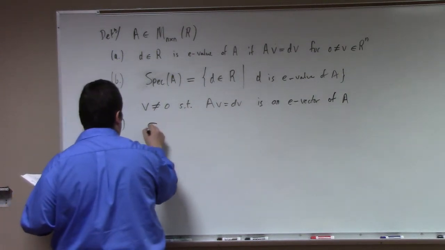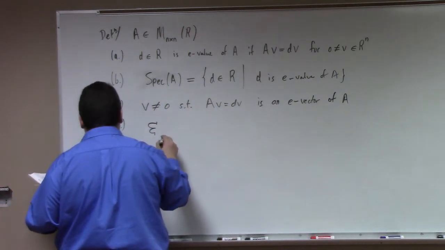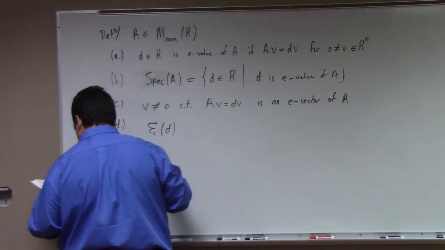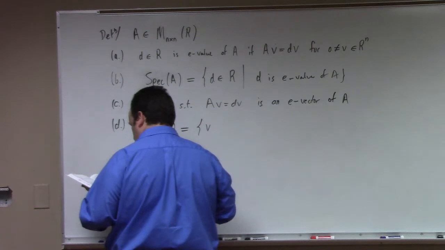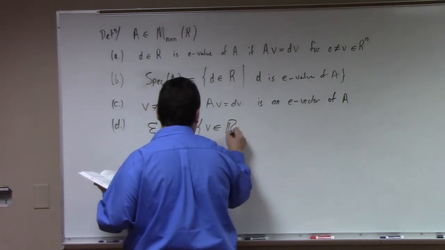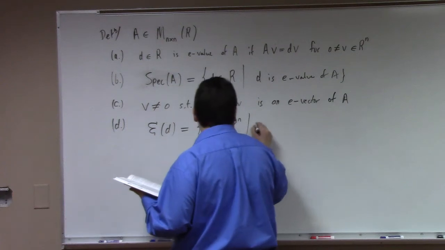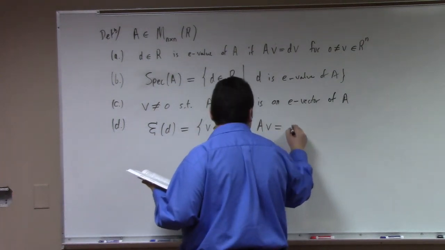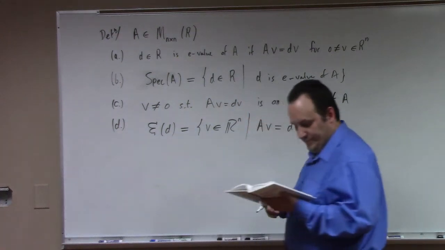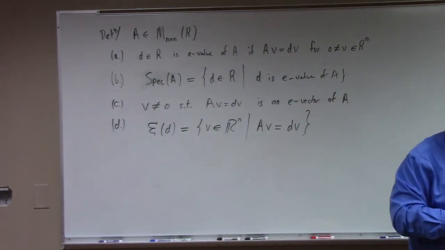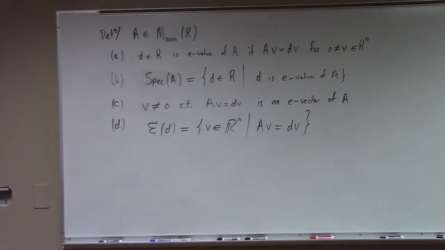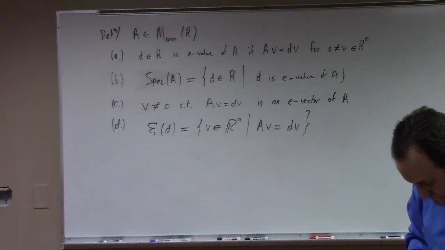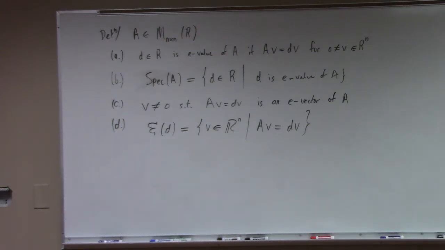And then the eigenspace, which I'll use this symbol for, the eigenspace of d, what's that? That is equal to all v in R^n such that Av is equal to dv. So that's the eigenspace associated to d. Sometimes eigenvalues are called characteristic values. Sometimes eigenvectors are called characteristic vectors. Of course, the eigenspace also includes the zero vector, which is not an eigenvector.